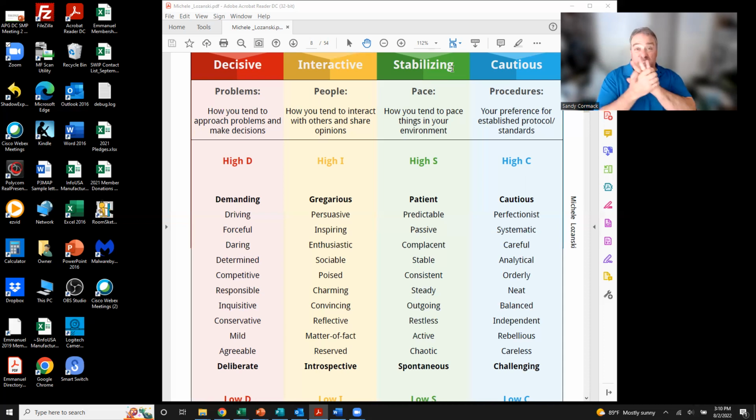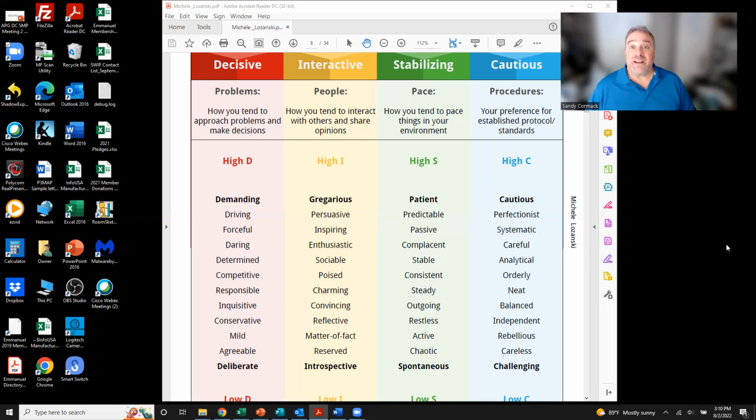Stabilizing looks at 3 things, essentially. First of all, we associate it with pace, how you tend to pace things in your environment. So if you have a high S score, you tend to be more patient, predictable, passive, and complacent. So what does this mean? It means you like things at a slower pace, okay? You like to have things going at a very reasonable, slower pace, not driving you, allowing you to sort of take your time and do things.